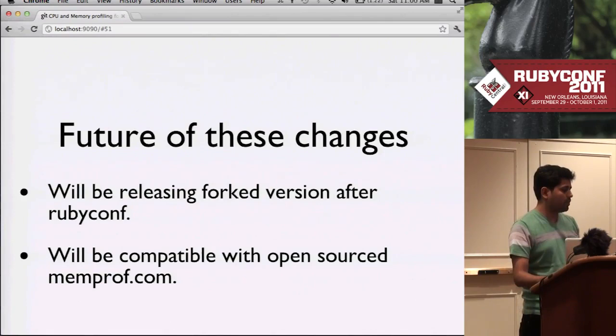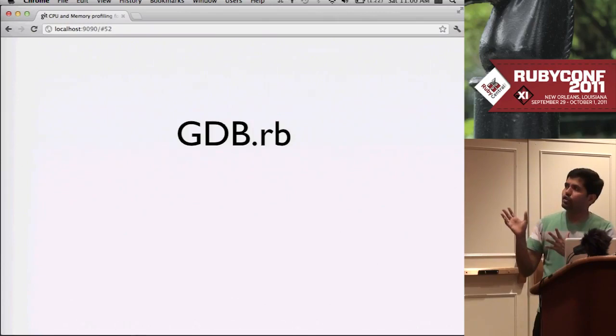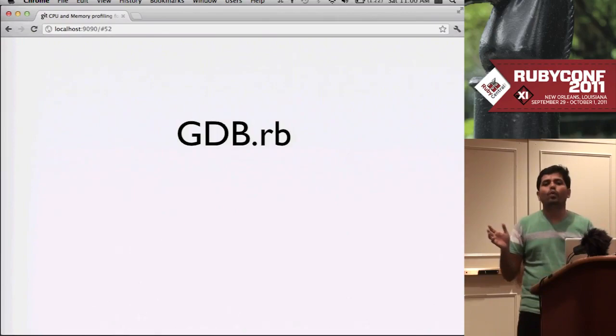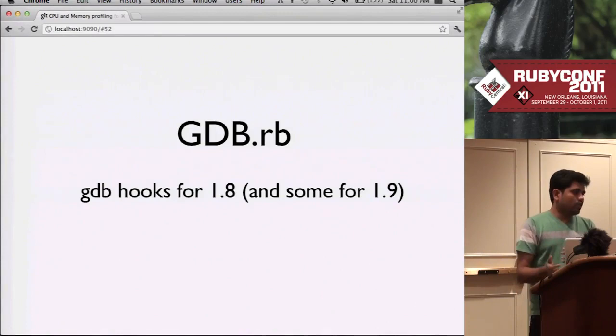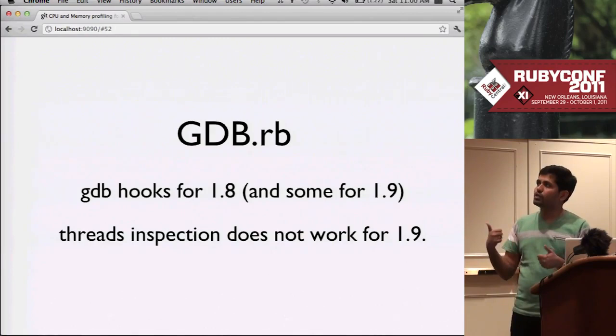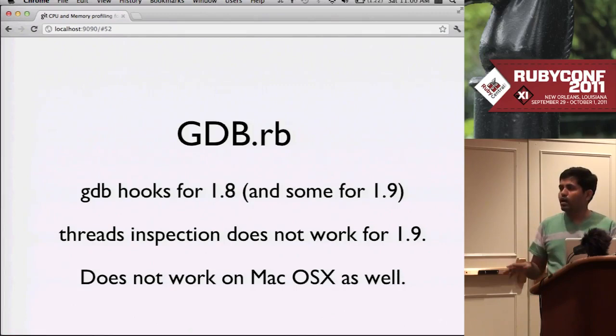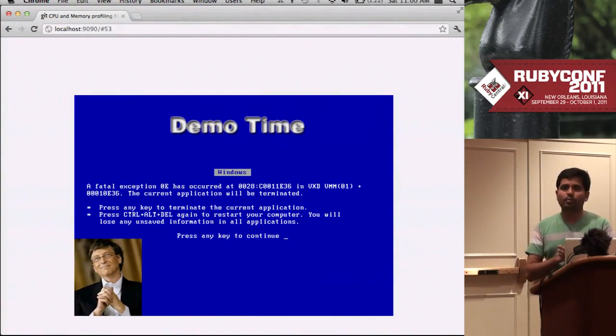And the last thing we are going to talk about is gdb.rb, using which you can poke into a live process and see what objects it holds. It's nothing but GDB hooks for 1.8 and some for 1.9. It's written using the Python scripting that GDB 1.7 comes with. Thread inspection, for example, does not work with 1.9. It works only for 1.8. And it does not work at all on Mac OS X, actually. So I'm going to demo gdb.rb, how to use it, and how to poke live processes with it.